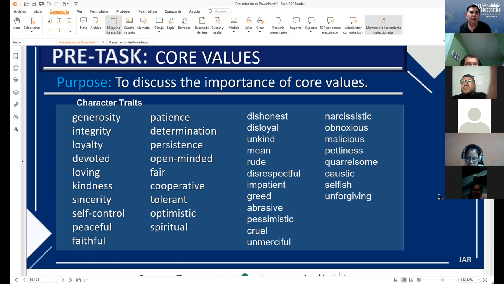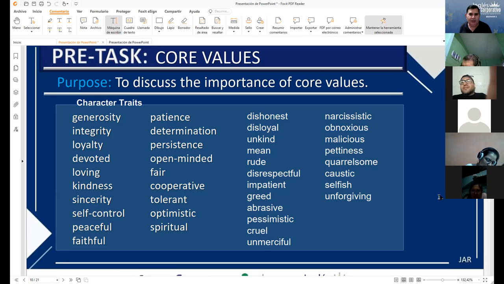Obnoxious? That is harmful, dañino, harmful. And pettiness? Pettiness is something that is not important. Something that is petty is not important. Quarrelsome? Someone who likes to fight.